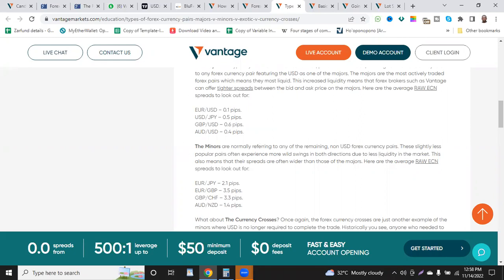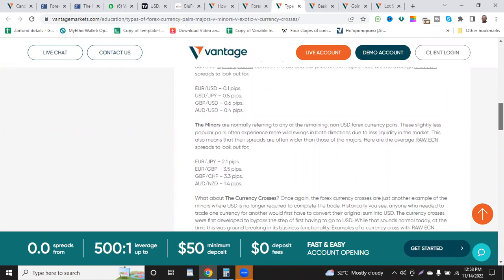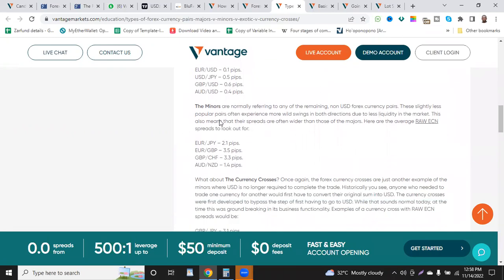Then you come to minors. Those are majors, right? These are major pairs. Then the minor pairs, look at the minor pairs here. These minor pairs have higher spreads. Even these spreads you are seeing right now are higher than these ones, though they are still low with us on Vantage. Look at these spreads. On some brokers, some of these spreads command up to 10 pips, some even more than that, 5 pips, 7 pips on some brokers. So at Vantage it is still very low, right?